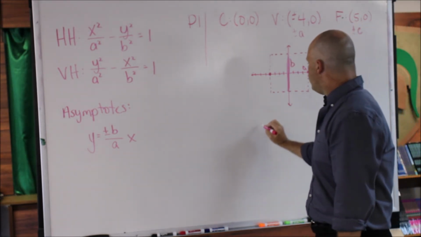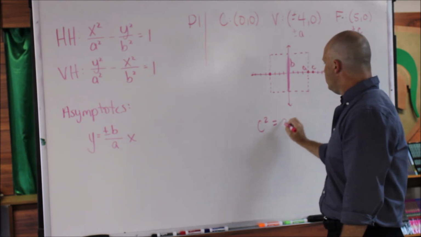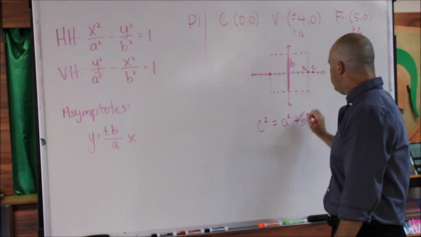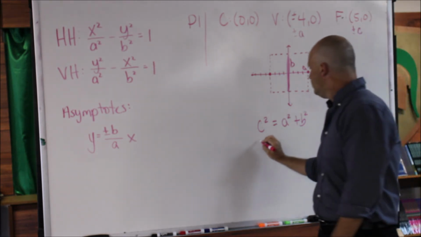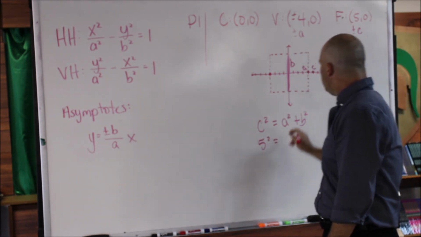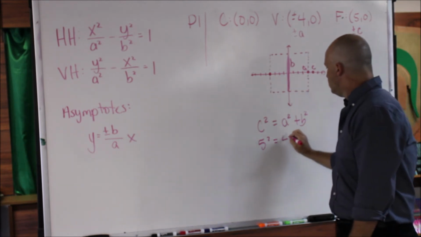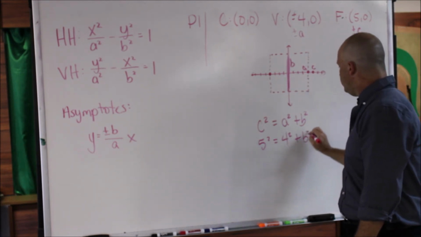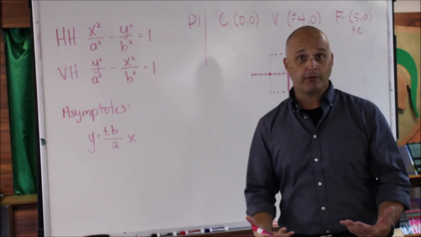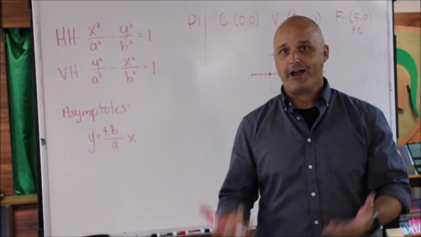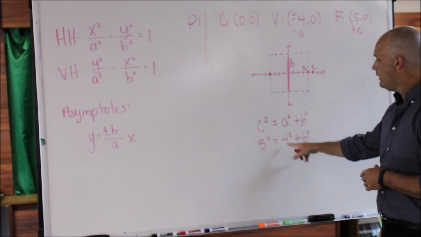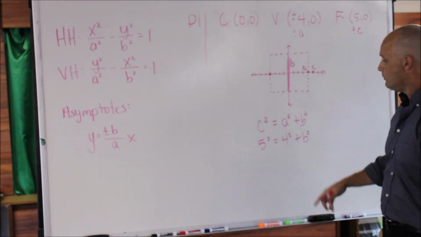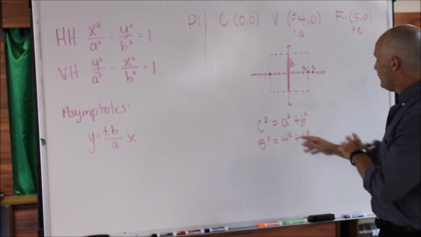So all we've got to do is plug this into our Pythagorean theorem and figure out what it is. Remember that we're dealing with c squared equals a squared plus b squared. So we're going to plug in 5 for c. So 5 squared equals 4 squared plus b squared. Now, hopefully you remember this from geometry, Pythagorean triples. We have a 3, 4, 5 right here. 5 squared equals 4 squared plus 3 squared. If you don't remember this, you can go ahead and work it out.